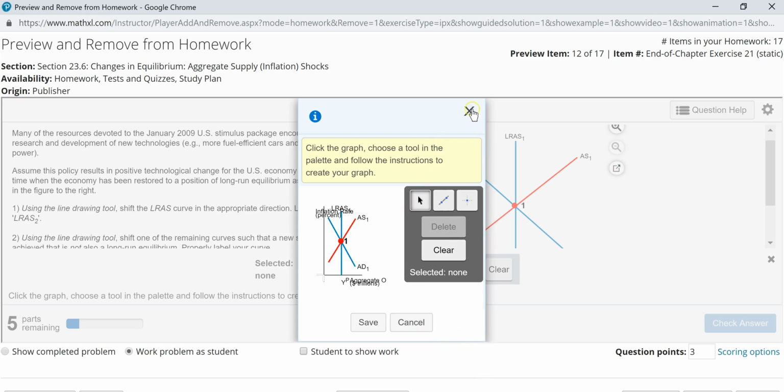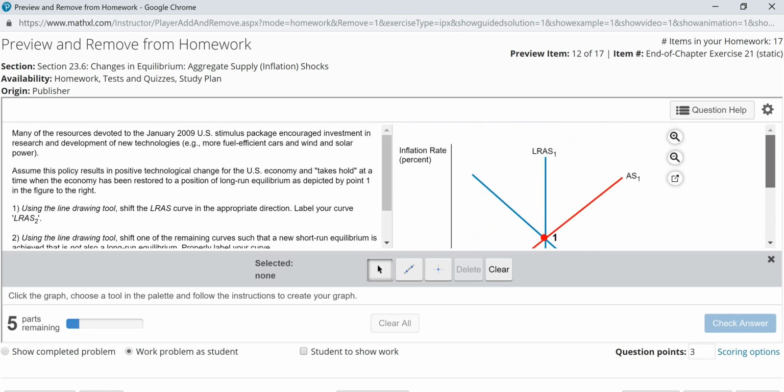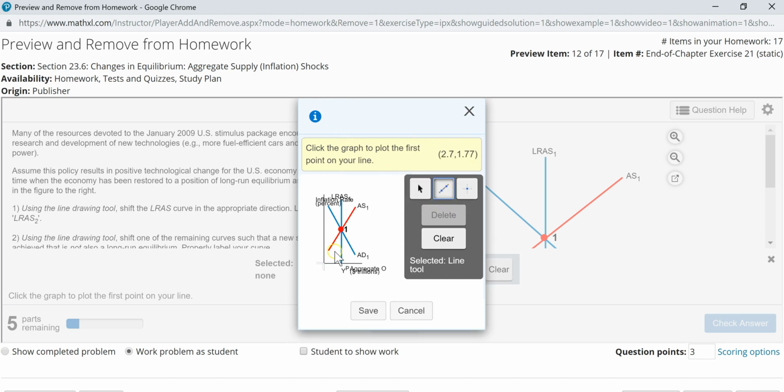This is kind of very small, so why don't I enlarge this? Yeah, this is a bit smaller, but I guess I can work on it. So I use the line drawing tool, which is here, and one cool thing about MyLab is that you don't have to be very precise, especially when you deal with the graph.